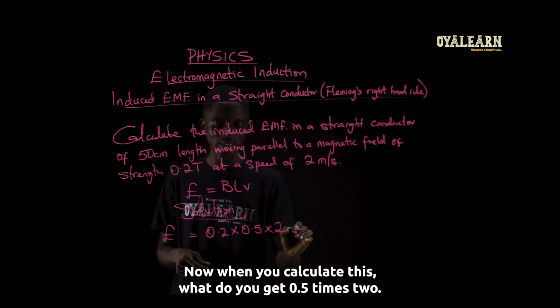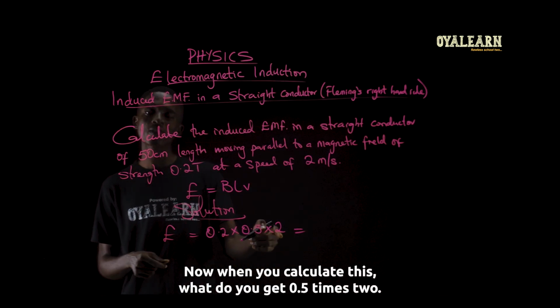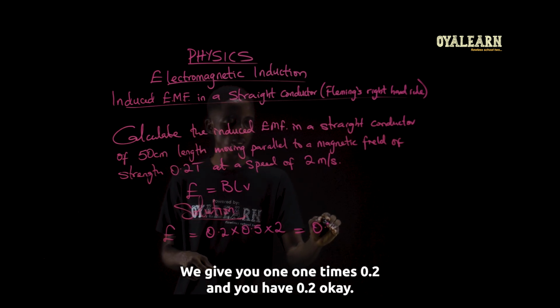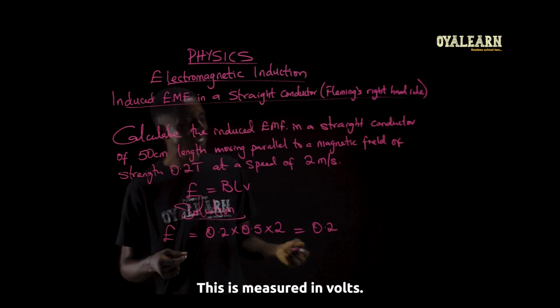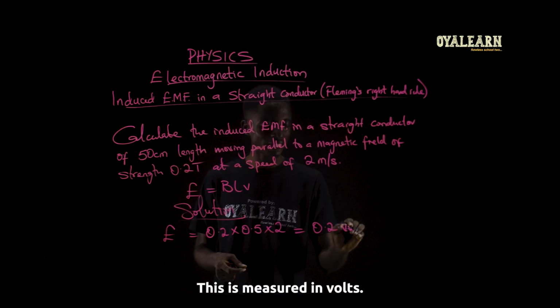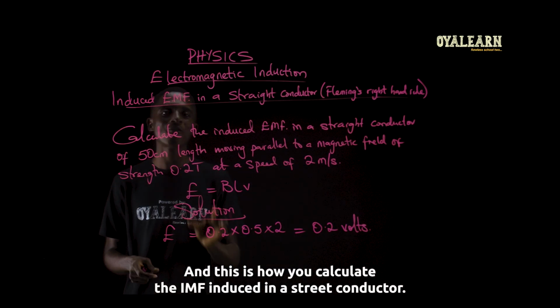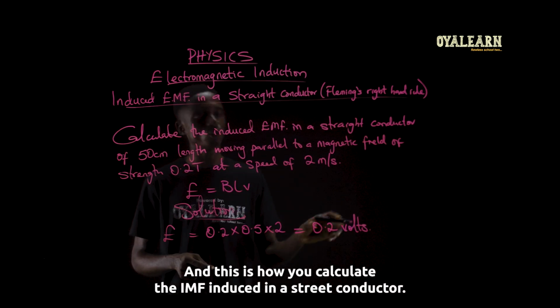Now when you calculate this, what do you get? 0.5 times 2 will give you 1. 1 times 0.2 and you have 0.2. Okay, this is measured in volts, and this is how you calculate the EMF induced in a straight conductor.